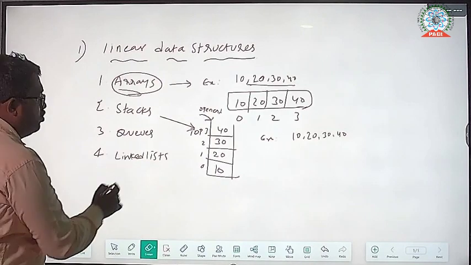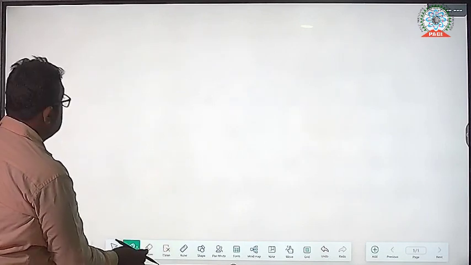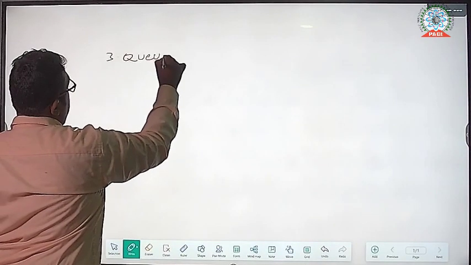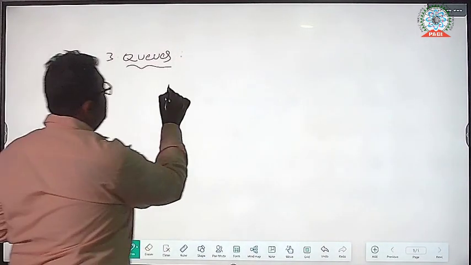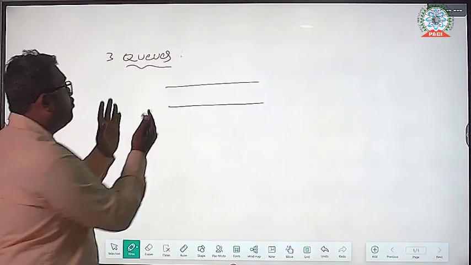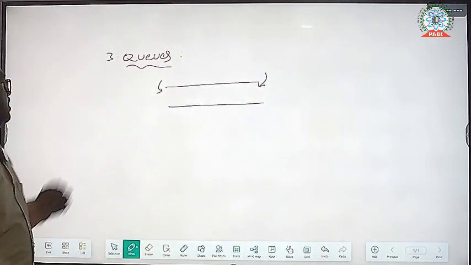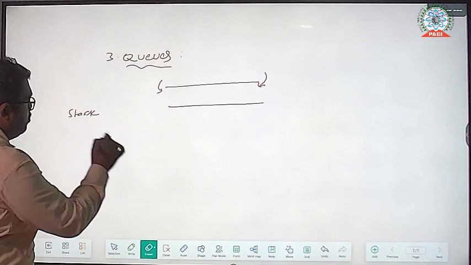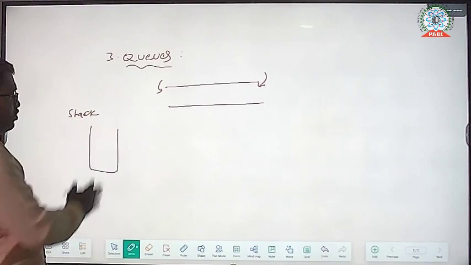And next, third one, queues. The queue is a linear data structure. It has two open ends. As we have seen, the stack has one open end, which is similar to that.